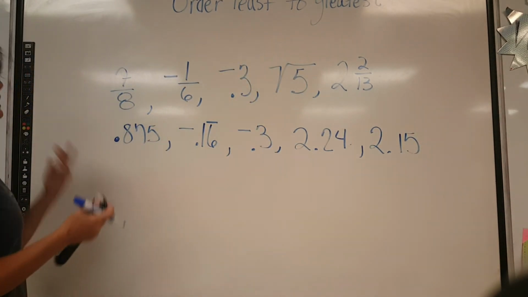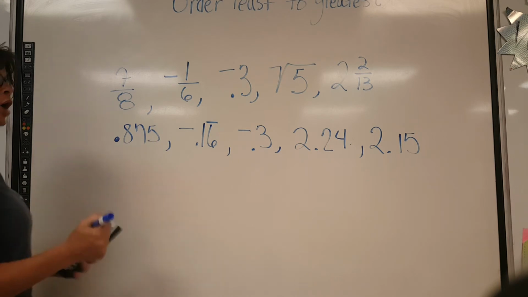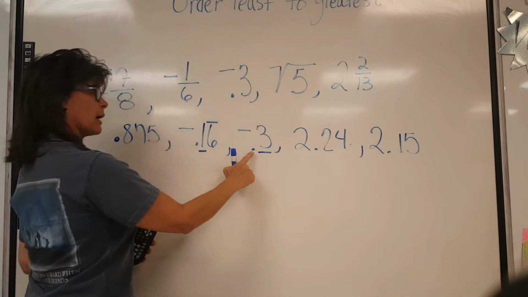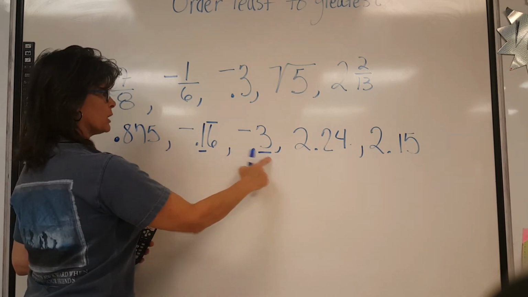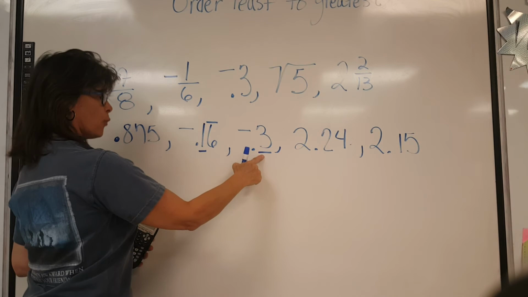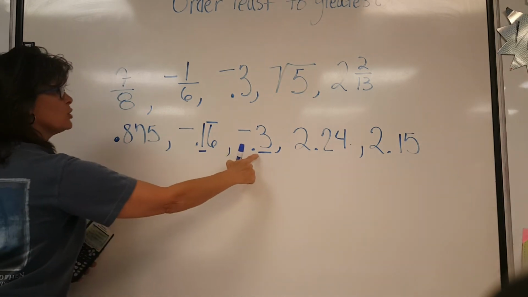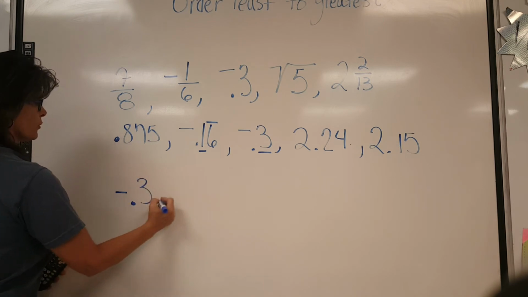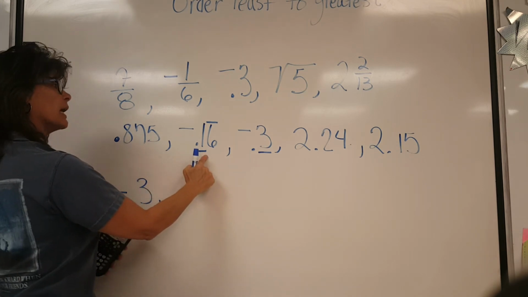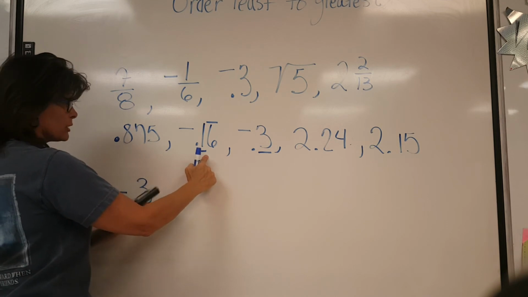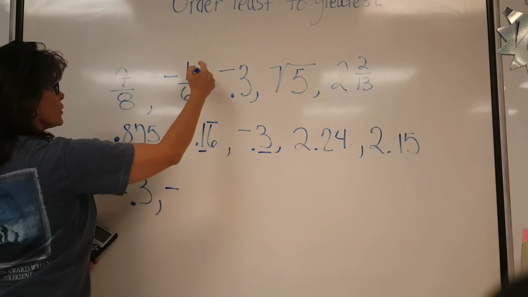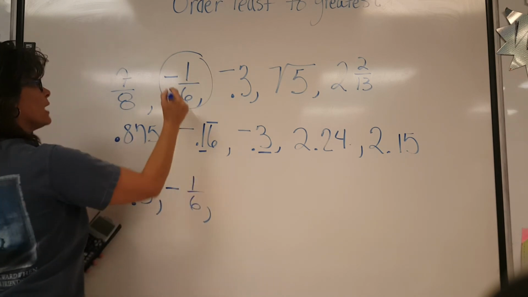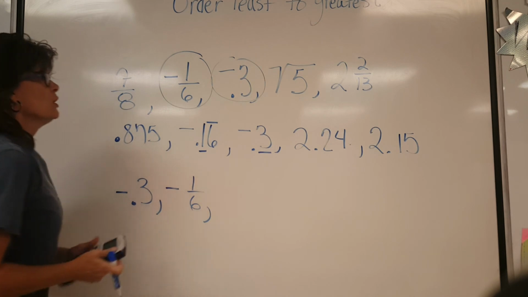So clearly, negatives are going to be the smallest numbers, and I will look at my place value here, and I will see that I have negative 0.3 and negative 0.1. 0.3 is further from 0, so this is my smallest number. Negative 0.3. This is my next smallest, or my next largest. So that is negative 1/6. So I've used that one and that one.